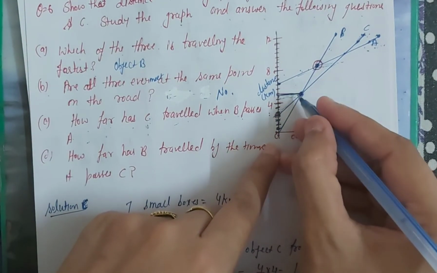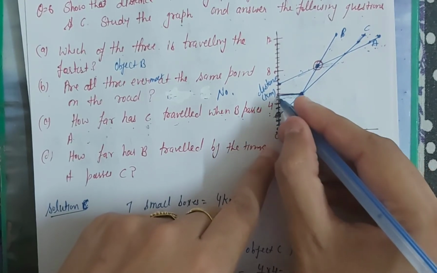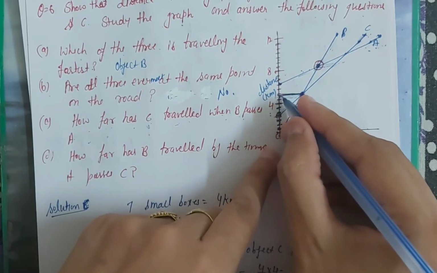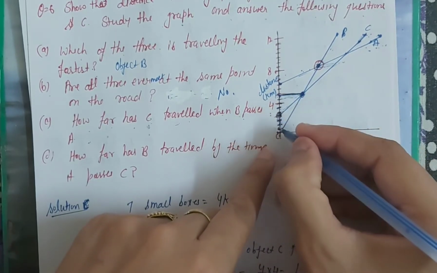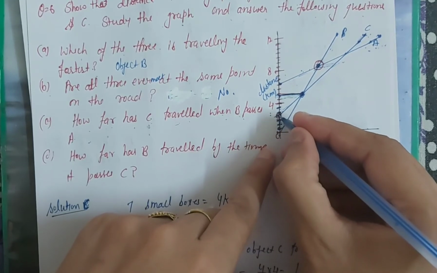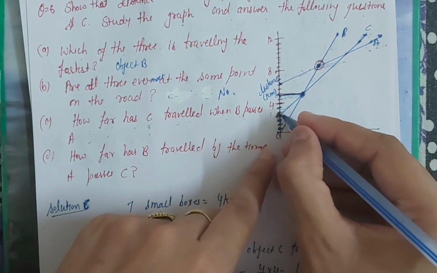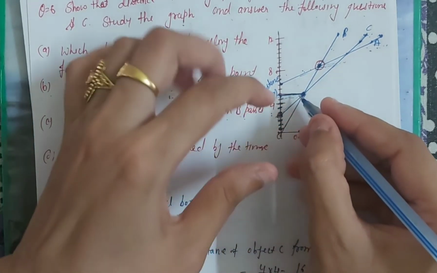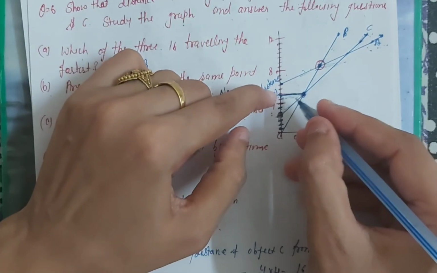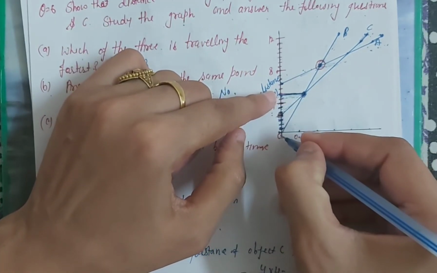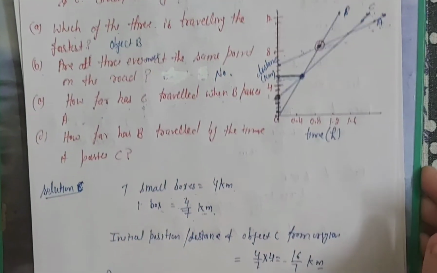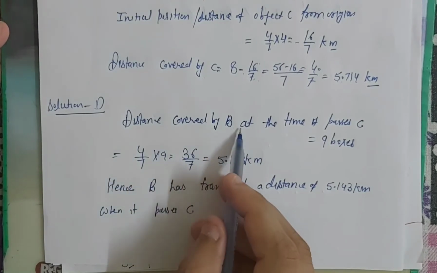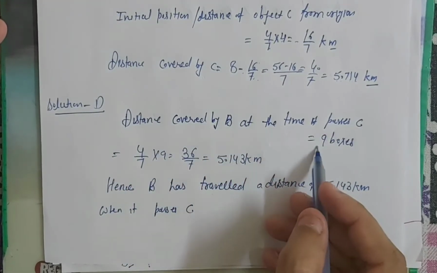Now what is the final value? If we meet this line with the distance axis, it will meet at this point. So how many boxes are there? 1, 2, 3, 4, 5, 6, 7, 8, 9. So there are a total of 9 boxes. That means the final position is 9 boxes of distance, and B started from 0. So the distance covered by B at the time it passes C is 9 boxes.